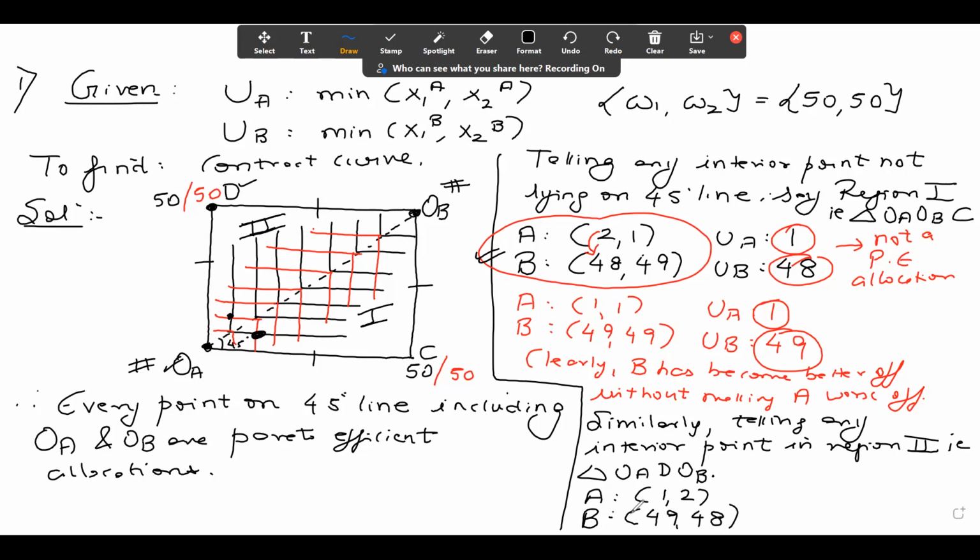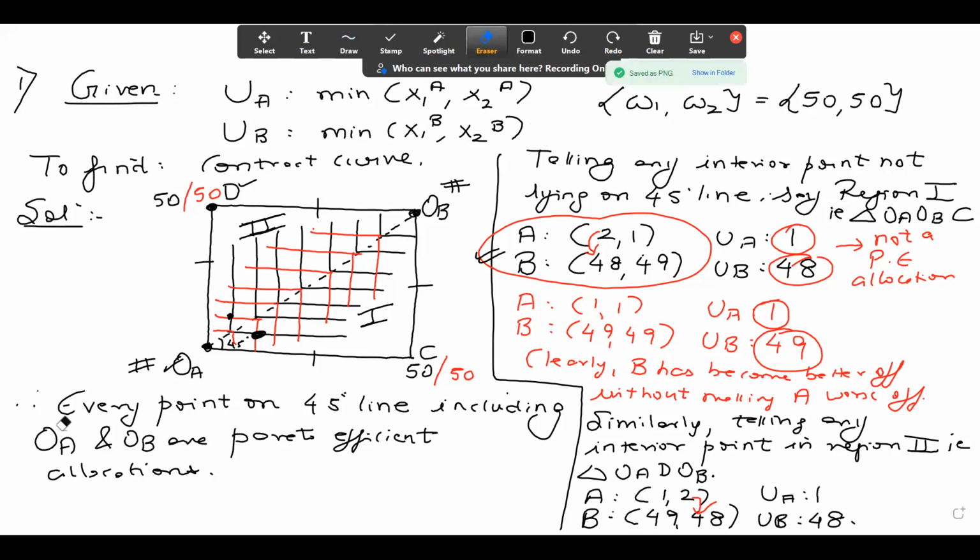Again, guys, we can try to make one of the agents better off. So how can we do that? Suppose I make this trade. Suppose A gives 1 unit of X2 to B. So what was the utility A was getting before? A was getting a utility of 1. B was getting a utility of 48. Suppose I again make this trade. What is going to happen?